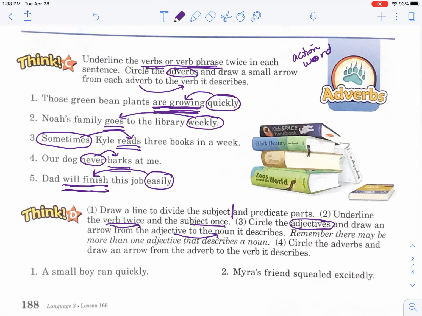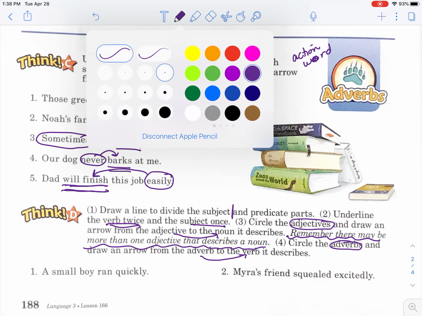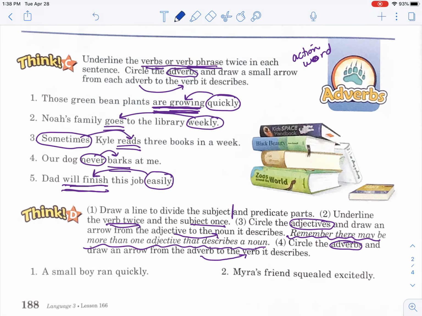Okay. Then, here's our reminder. Remember, there may be more than one adjective that describes a noun. That's a good reminder for you. Then it says circle the adverbs and draw an arrow from the adverb to the verb it describes. Okay, that's a lot of instruction. Let's see if we can follow all the steps. And these sentences are tiny, so they're going to be very full of little marks that we make.